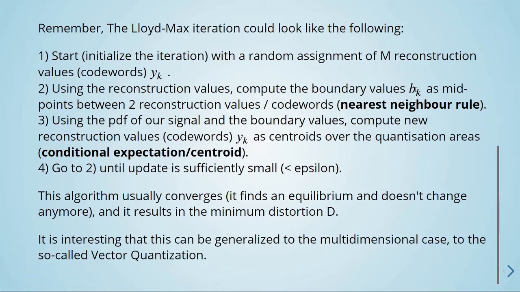And then we would go back to step 2 and update until we have sufficiently small changes, for which we define a value for epsilon. This algorithm usually converges, so it finds an equilibrium and doesn't change anymore, and it results in the minimal distortion D. That was the expectation of the squared error that we saw. It's interesting to notice that this can be generalized to a multi-dimensional case, which is called vector quantization.